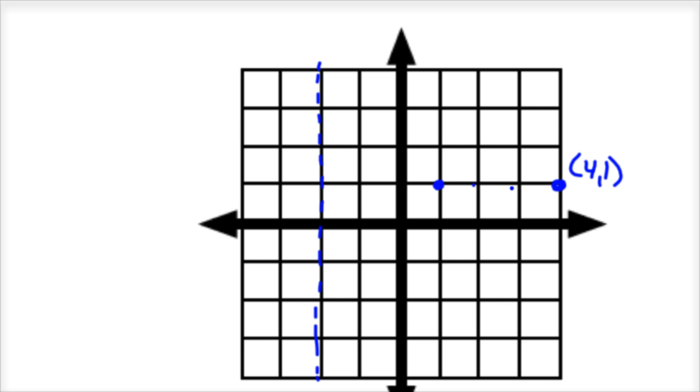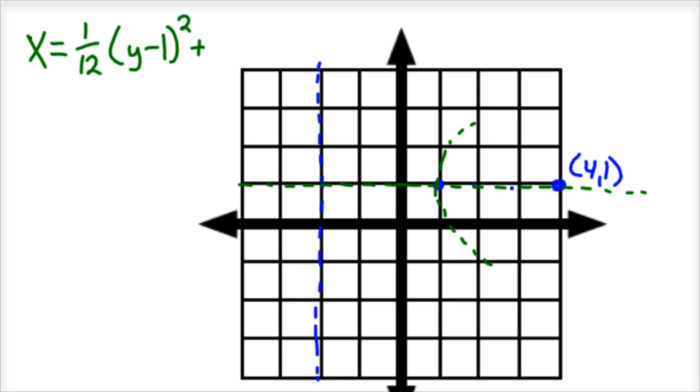And my axis of symmetry, and I'll do that in red, or let's do it in green. My axis of symmetry is here. So at this point, just kind of generally sketching this out, this is what it's going to look like. I don't have any y-intercepts, but I do have an x-intercept. And so what we can do to find that, we know my equation's x equals 1/12 (y minus 1) squared plus 1.